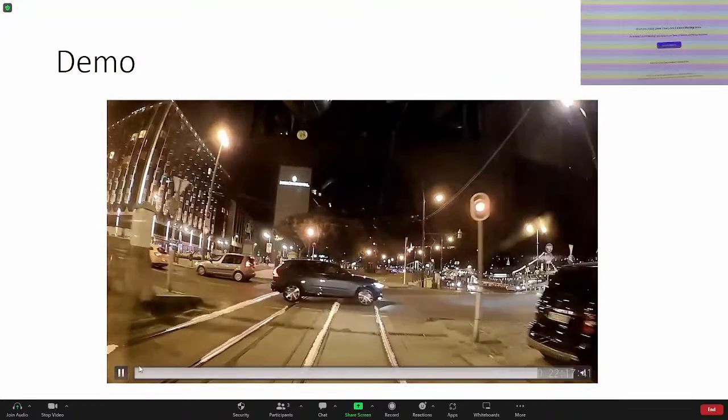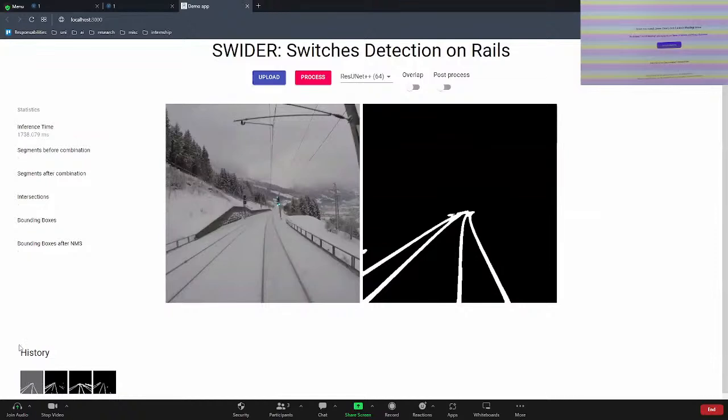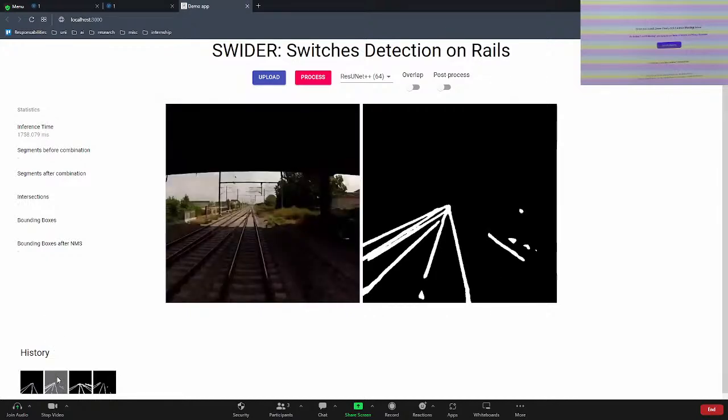We've also prepared for you some images with interesting cases. For example, this one is during winter. As you can see, the method handles this case very well with a few false positives. Then this one is under a bridge where there is not so much light available.